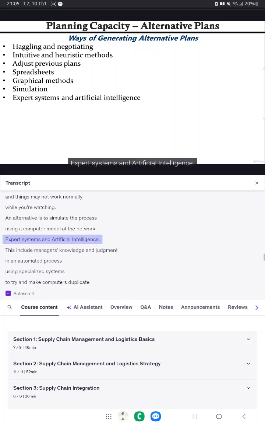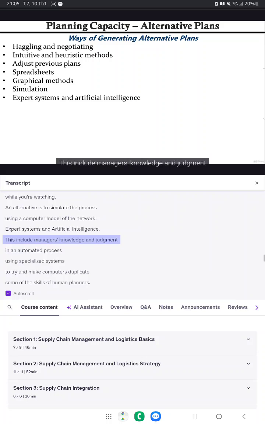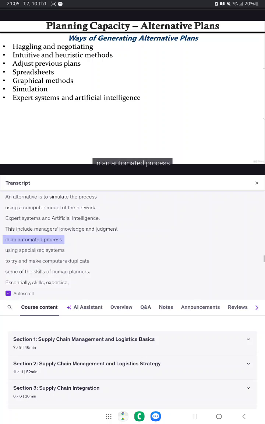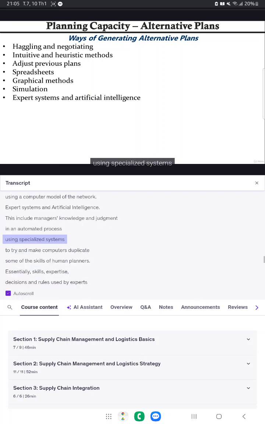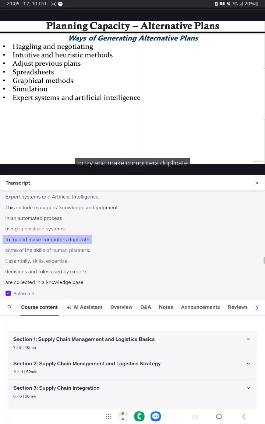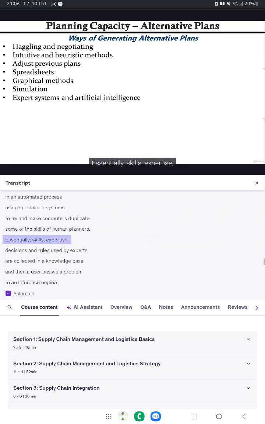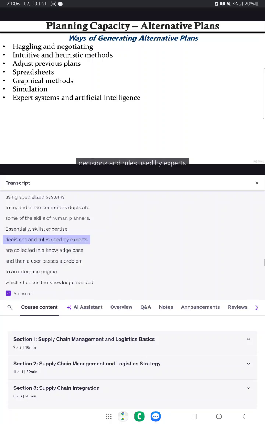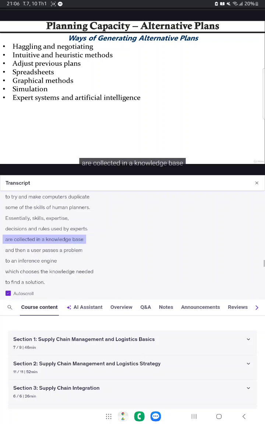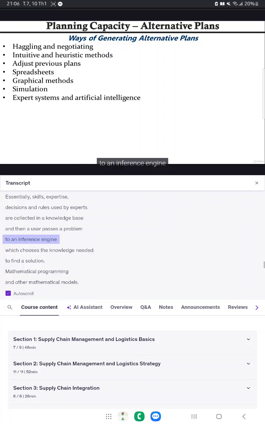Expert systems and artificial intelligence. These include managers' knowledge and judgment in an automated process, using specialized systems to try and make computers duplicate some of the skills of human planners. Essentially, skills, expertise, decisions, and rules used by experts are collected in a knowledge base, and then a user passes a problem to an inference engine, which chooses the knowledge needed to find a solution.